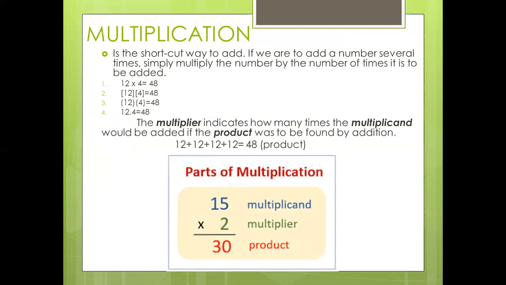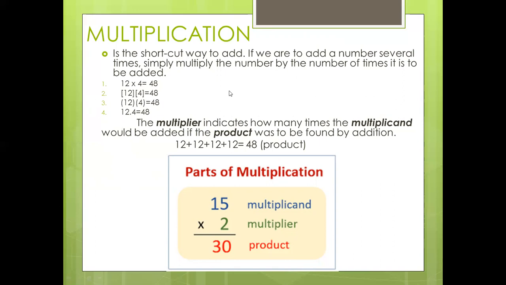Another fundamental operation that we have is multiplication. Multiplication is the shortcut way to add. If we are to add a number several times, simply multiply the number by the number of times it is to be added. So we have here an example.